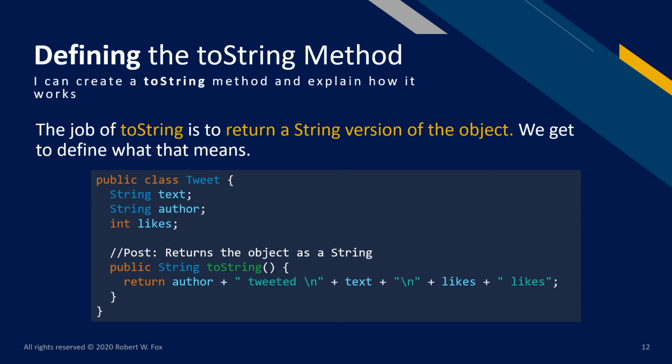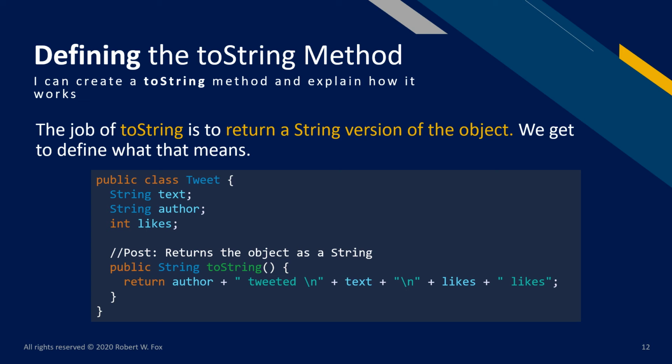But the method header is always going to be the same. It's always going to be public, it's always going to return a string, and it is going to be called toString with a lowercase t and a capital S. It also takes no parameters. Now your method must be called this exactly because Java knows what a toString method is, and it's important, if this is going to all work correctly, that we give Java what it's expecting.